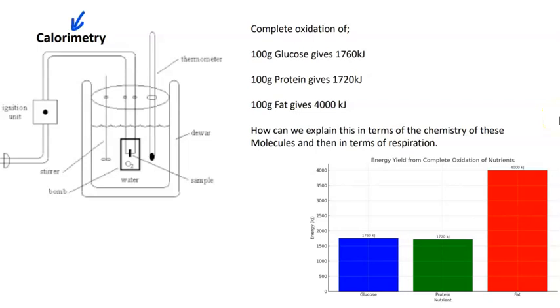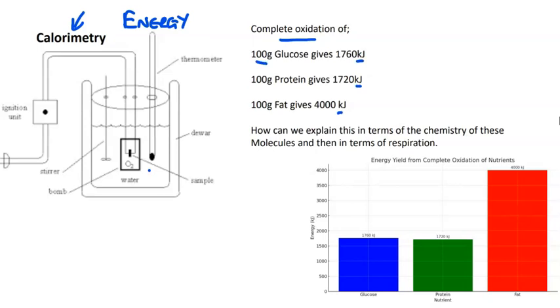Calorimetry is the name of the experimental process which allows you to determine the energy content, in this case, of different types of food molecule. The actual mechanism results in the complete oxidation, the burning of a sample of a food in pure oxygen, and then determining the energy given off. And you can see here that the unit of measurement is kilojoules.